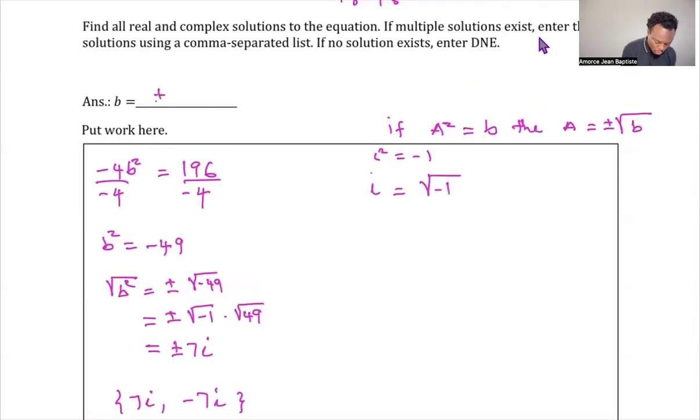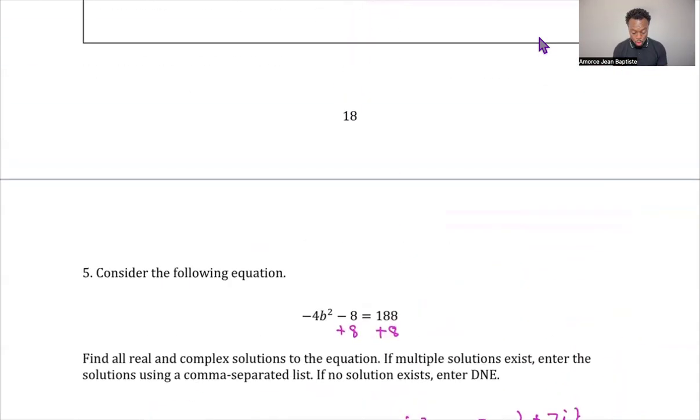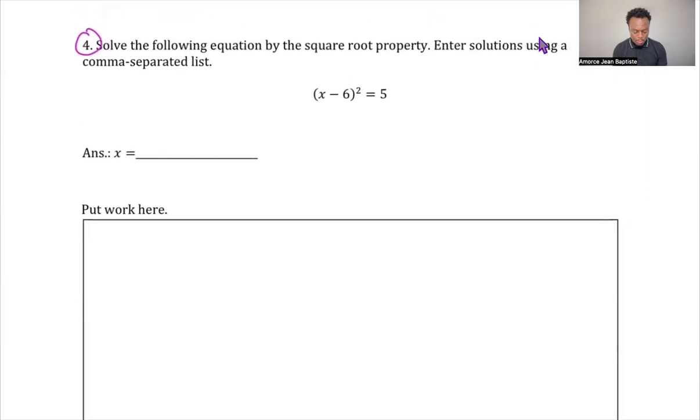So B is plus or minus 7i, and your solution set is 7i or -7i. Or you can just say your solution set is plus or minus 7i, which is also perfectly fine. Now, solving this, we can apply the same techniques to solve example number 4.